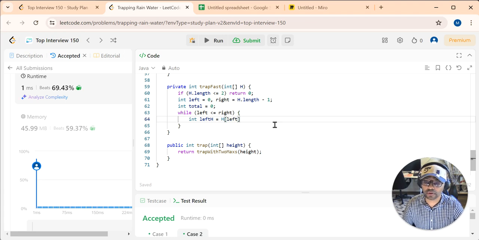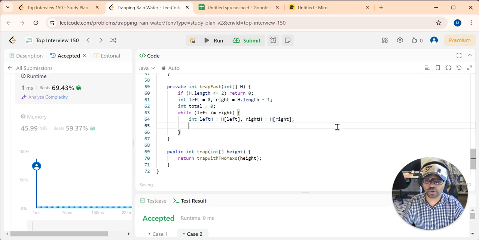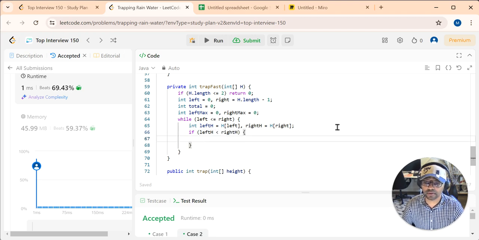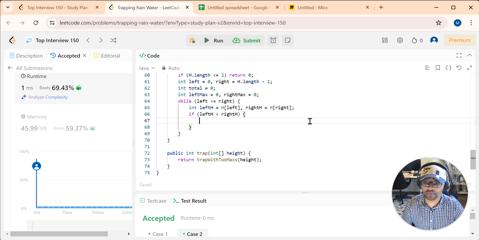Okay, so those are the heights. Which one is smaller? So we also need to keep track of left max and right max, remember? So we say leftMax equals 0, rightMax equals 0. Okay, and we say, if leftHeight is less than rightHeight, equal to can go anywhere, it doesn't matter, then we first calculate how much water it can hold. So int water equals leftMax minus leftHeight, right?